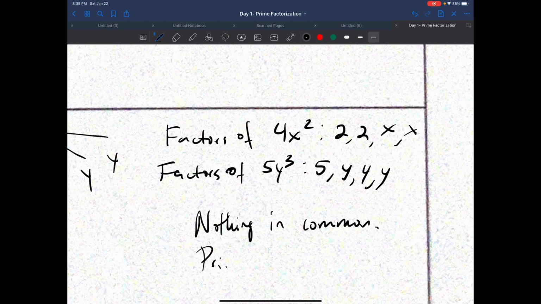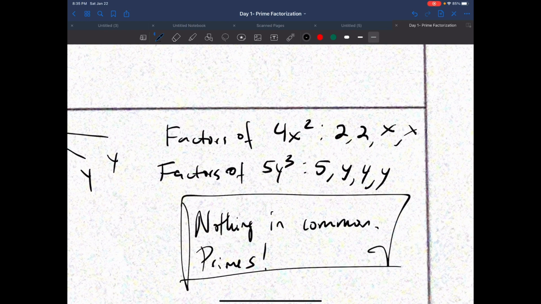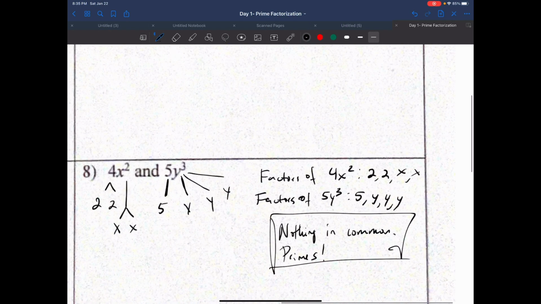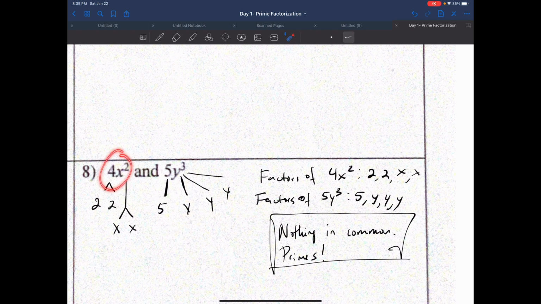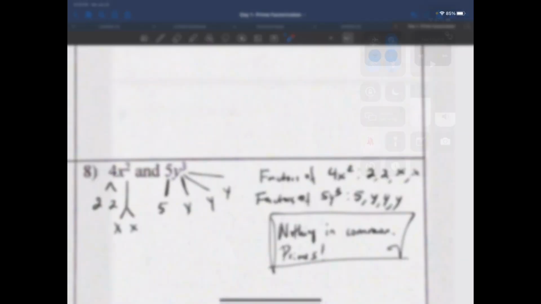They're just prime numbers. That's my answer. I don't have a number that goes into 4x squared and 5y cubed. And if I don't have a number that goes into 4x squared and 5y cubed, that means there's no greatest common factor at all. There's no largest number that goes into this number and this number at the same time.